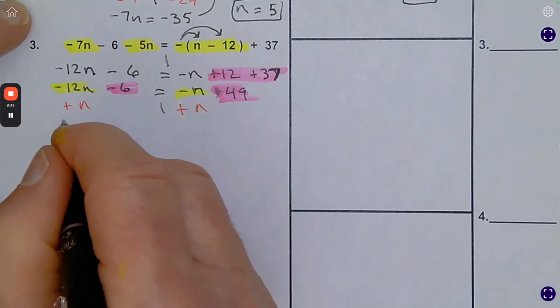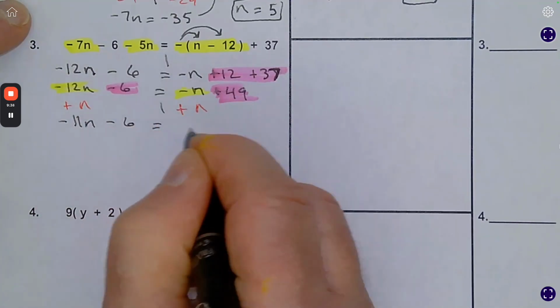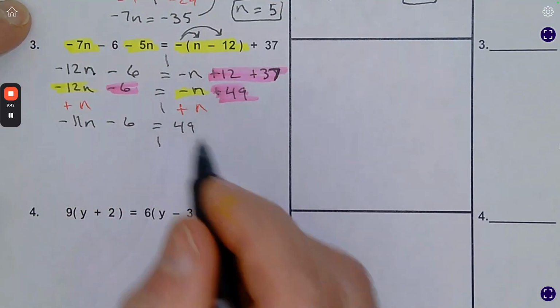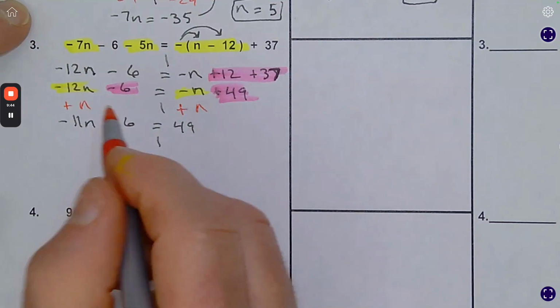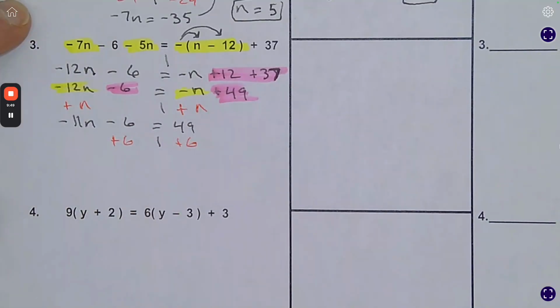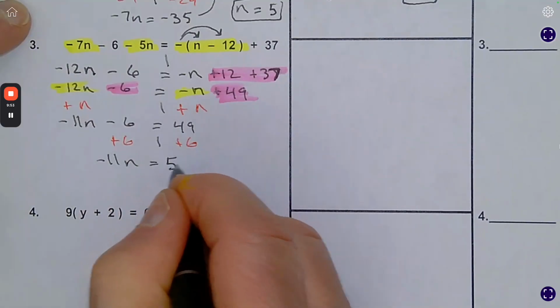That gives me negative 11n minus 6 equals 49. All right, now I'm going to go ahead and do the opposite of minus 6, right? I'm going to get rid of this. So I'm going to add 6 and add 6. That gives me negative 11n equals 55.